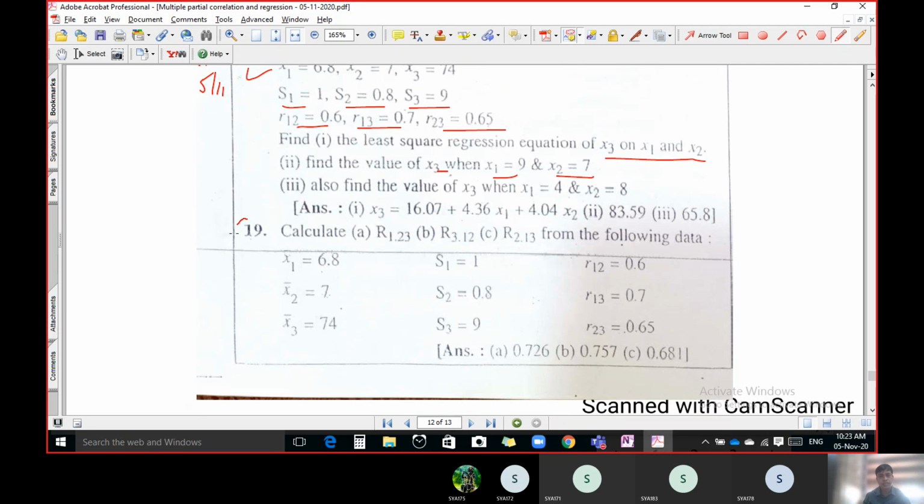You can do this by yourself. Question 19: what you require is to calculate R1.23. We know how to calculate all of this. It is almost like the example of our last lecture. Here we do not require this; only these three things are enough if you know the formula.